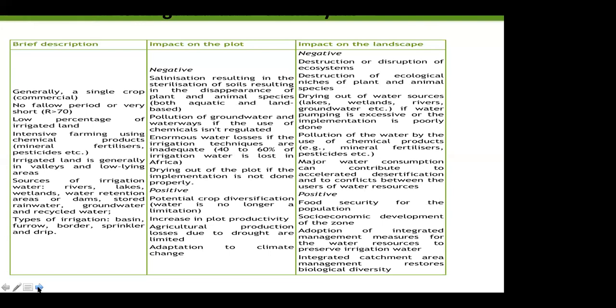What are the positive impacts on the landscape? There's food security for the population. There's socioeconomic development of the zone, because now people have to be employed to mount the irrigation and to operate them. So these are the impacts that you have from the environment.